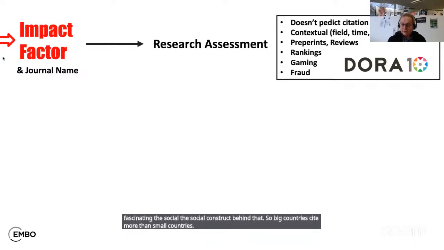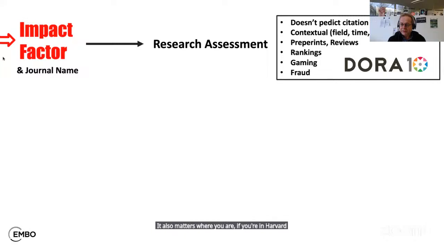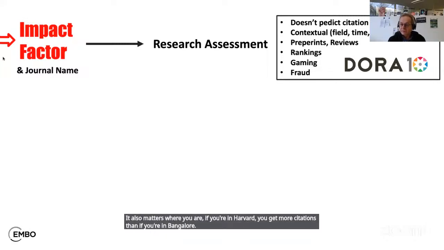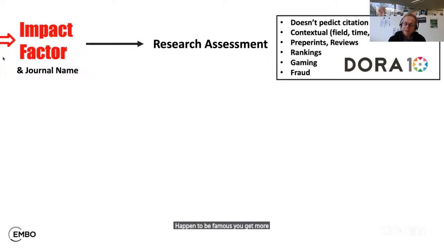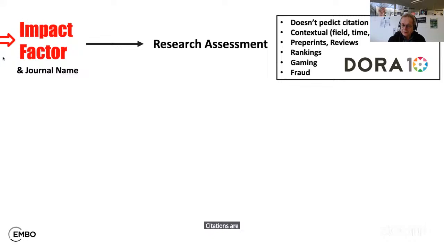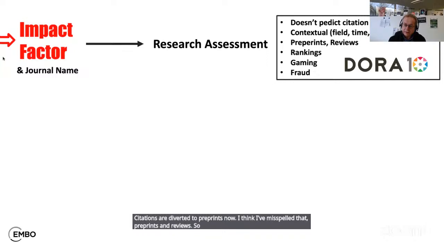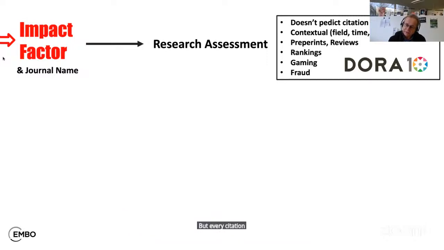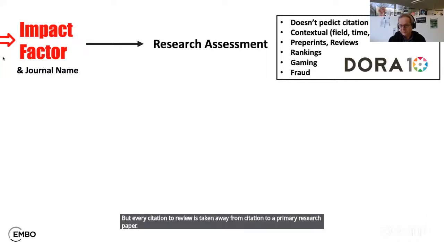It also matters where you are. If you're at Harvard, you get more citations than if you're in Bangalore. If you happen to be famous, you get more citations. If you happen to publish in a sexy journal name, you get more citations. So all these things are confounding factors that together mean it's a very dodgy number to use for objective assessments. Citations are diverted to preprints now, and reviews. So that's an important thing to think about. Many journals publish more and more reviews, partially to inflate the impact factors, but every citation to a review is taken away from a citation to a primary research paper, to put it simply.